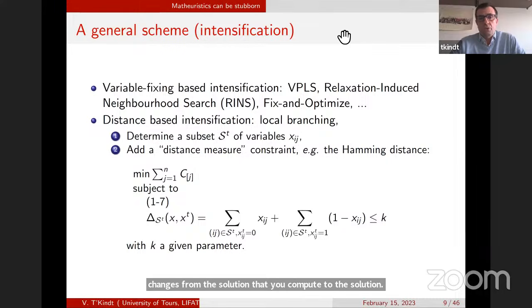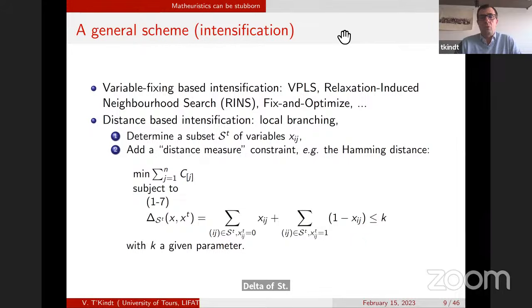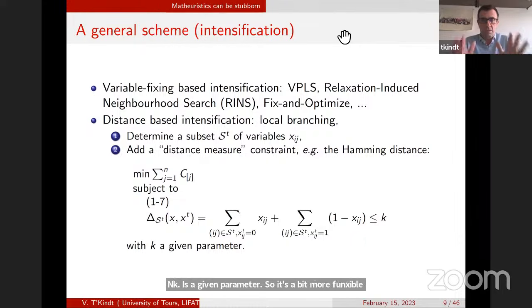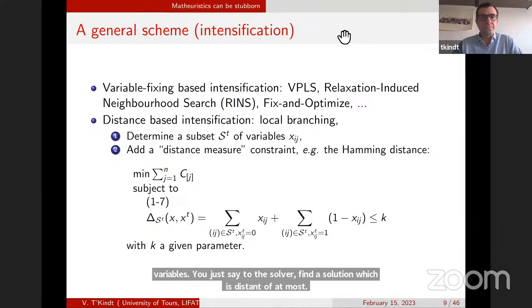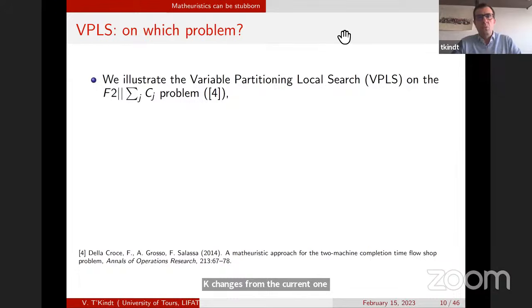So you can use, for instance, the Hamming distance, which is denoted here by delta of ST, the number of variables that will change from ST. And you say this number of variables that change is no more than k, and k is a given parameter. So it's a bit more flexible than variable fixing, because you don't say I fix these variables, you just say to the solver, find a solution which is at a distance of at most k changes from the current one. Those are the two main ways of defining a neighborhood.